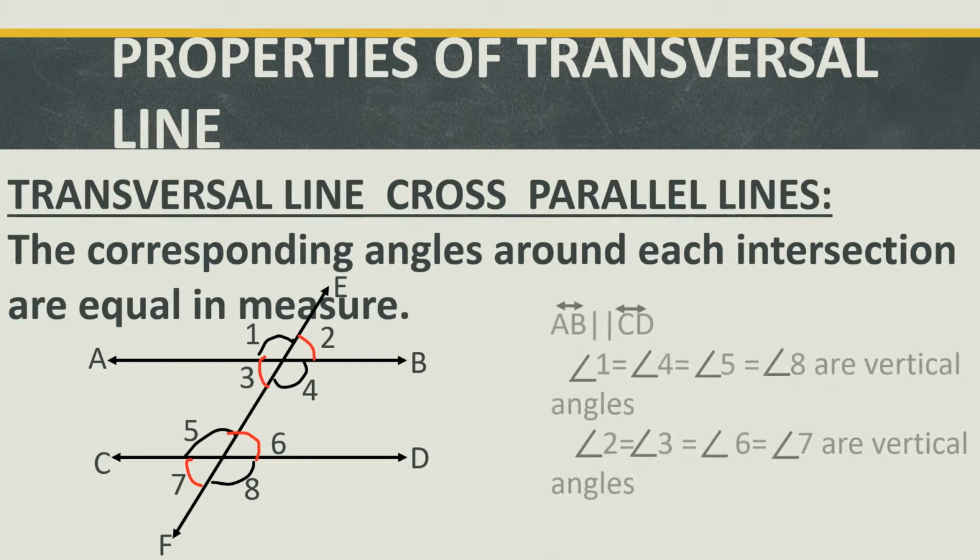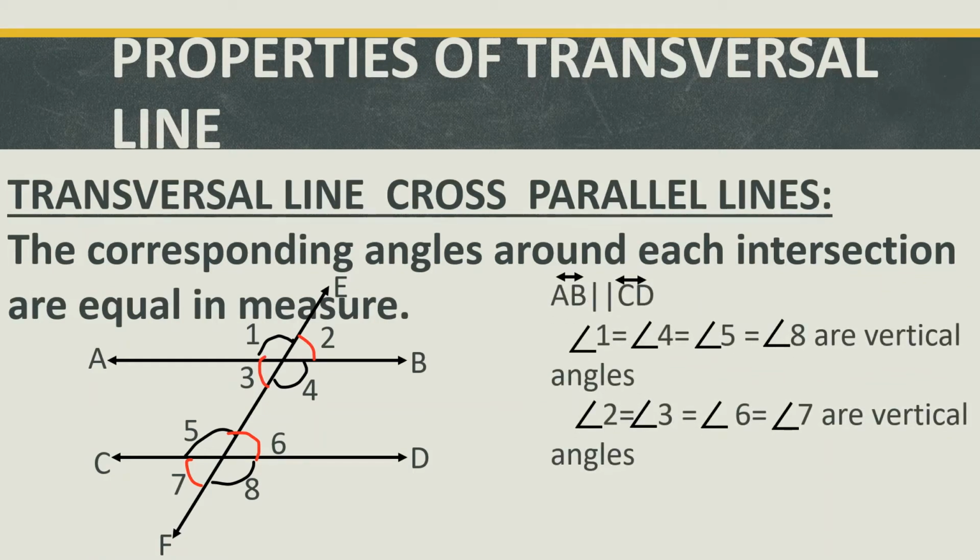Now, let's see about the angles. We know that angle 1 and angle 4 are vertical angles, and angle 5 and angle 8 are vertical angles. And we also know that angle 2 and angle 3 are vertical angles, and angle 6 and angle 7 are vertical angles. That explains why these are equal.